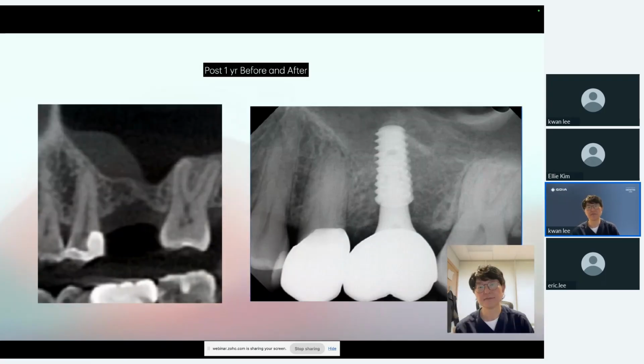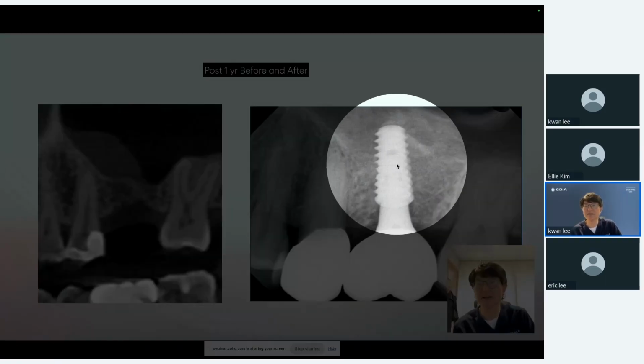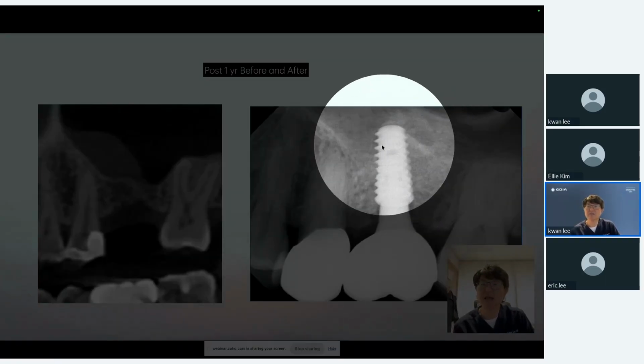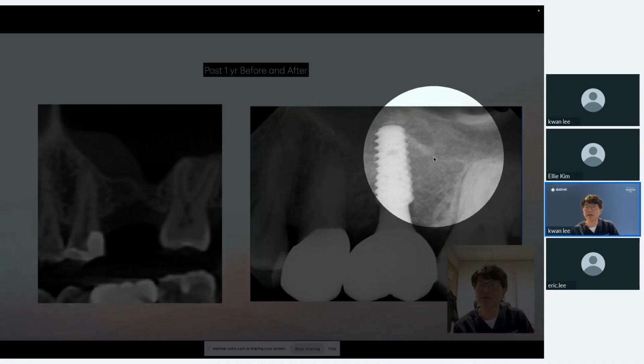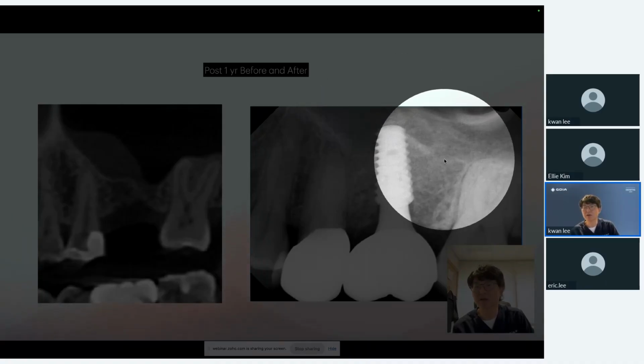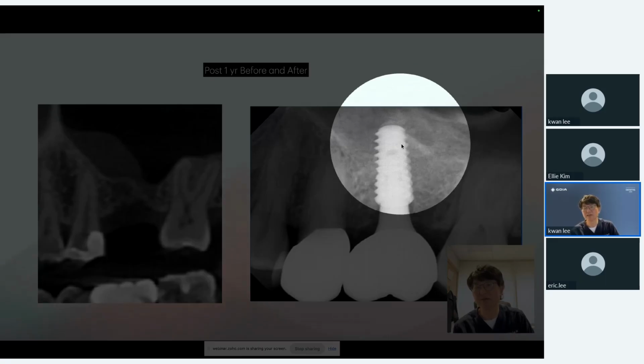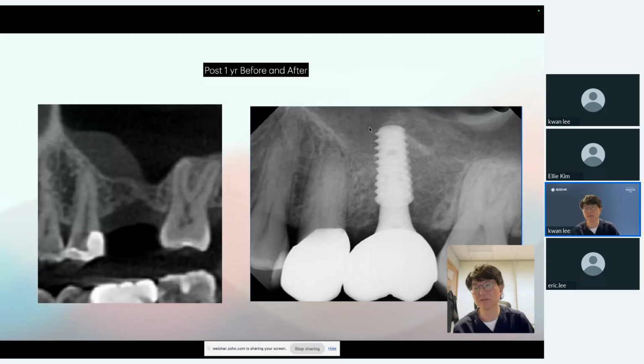So this is the before and then the 1 year follow-up. As you can see, how do I know the sinus augmentation was successful? You can see the recorticalized bone around the area. If there's recorticalized bone around the sinus, then your sinus graft material is excellent. It's not just a bone filler, but your body is converting it to your actual living bone. So that's a good thing. That's one of those cases as well.